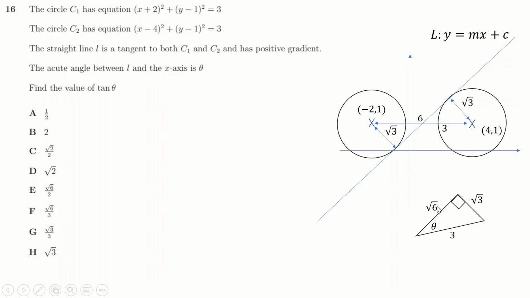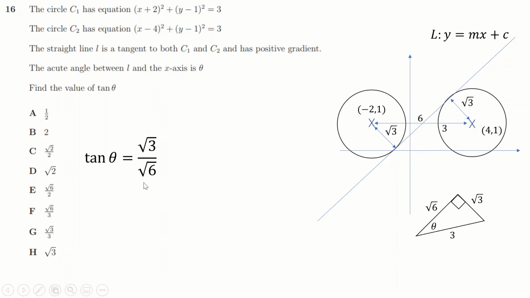I already put in a root 6 here because I've just done a bit of Pythagoras on that triangle. 3 squared minus root 3 squared is 6. Rooted is root 6. And now I'm just looking for this angle. And of course, tan of this angle is opposite over adjacent. So tan of theta is root 3 over root 6.